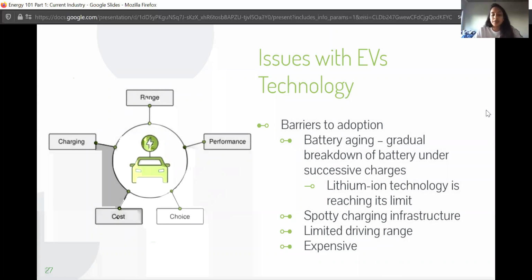Yeah, so like I mentioned before, battery aging is an issue, and another huge issue is the spotty charging infrastructure, which is a huge hampering for a lot of individuals to actually buy these electric vehicles, just because they don't know if there's enough charging ports for them to drive long distances. And again, their range is also limited for an electric vehicle. And until these cars are actually cheaper than the normal internal combustion engine car, we won't see them adopted. Next slide.